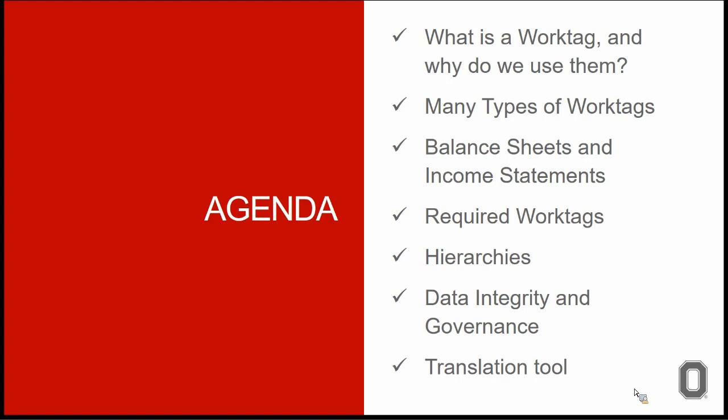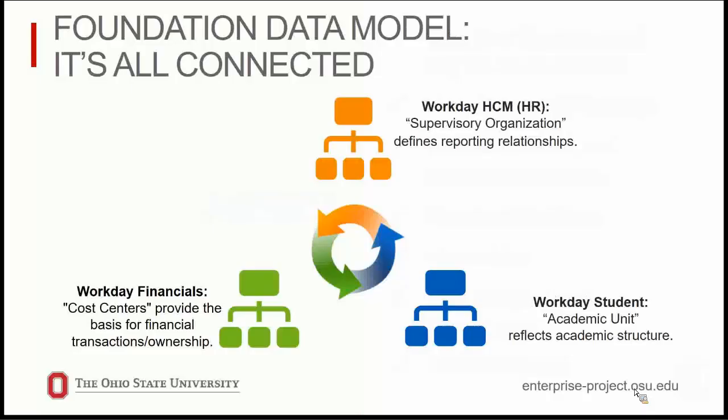So now, if you remember at the beginning, I said the foundation data model really includes more than just finance. So I'm going to talk about each one of those briefly. I said HCM has the supervisory orgs, student has academic unit, and in finance, we have our financial work tags with our biggest structure being that cost center structure. And in our legacy system, specifically in PeopleSoft, we're used to these being one structure. But in Workday, we truly can have 3 different structures and be on one platform and be able to share information across, which is really important.